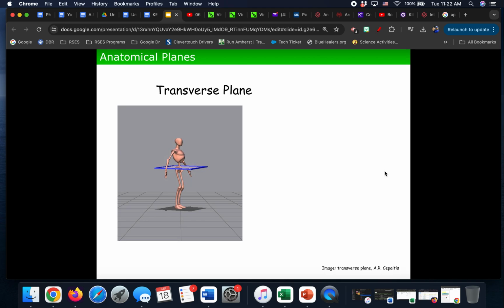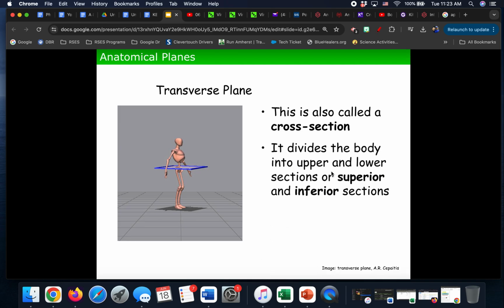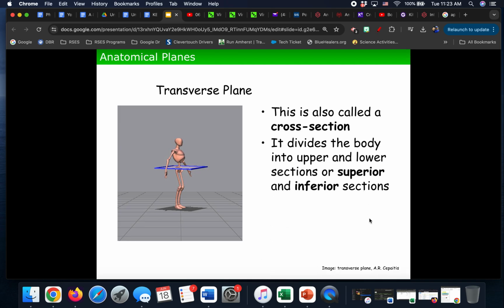Transverse, well, let's see. We've cut front and back, left and right, but we have not cut up and down, top and bottom, and that's what the transverse plane is going to do, and that's also called a cross-section. You'll see some cells that were cut this way this year. So it divides upper and lower, which, let's start using our fancy words, superior up, inferior down.